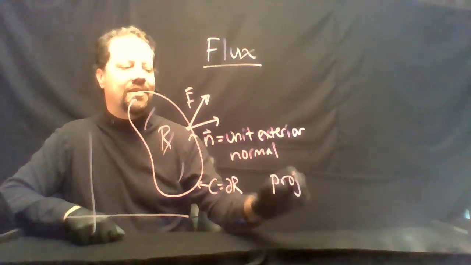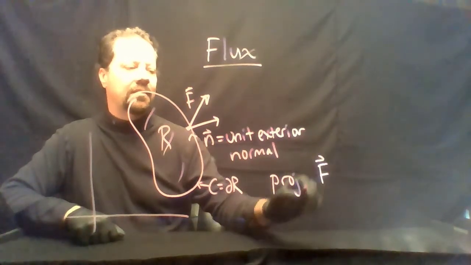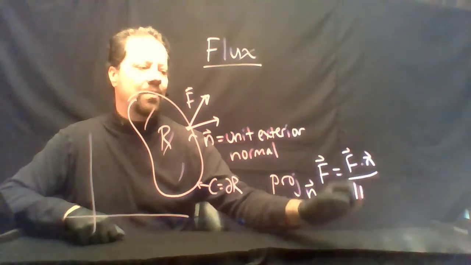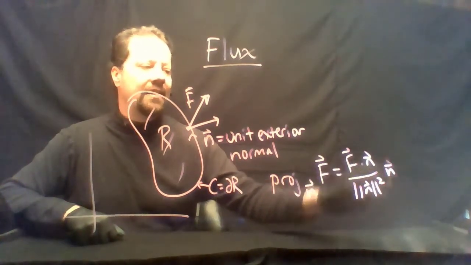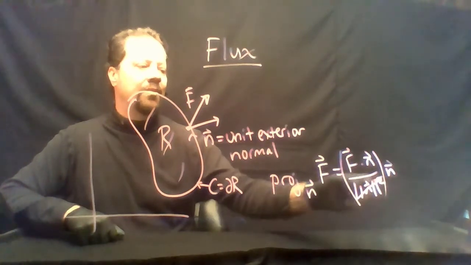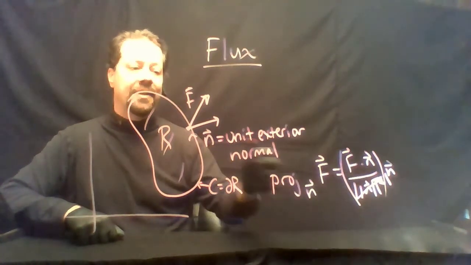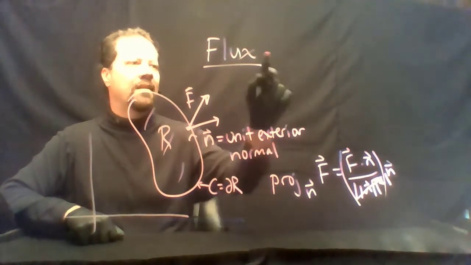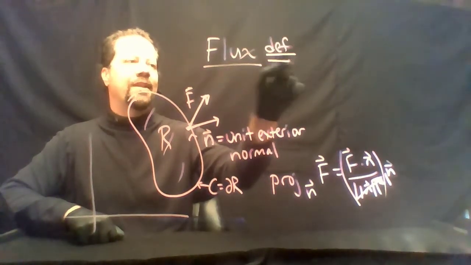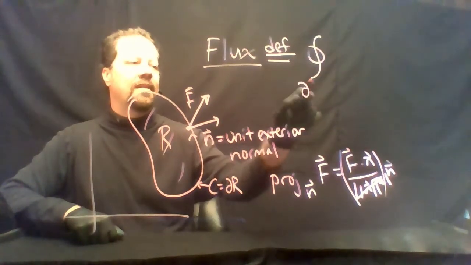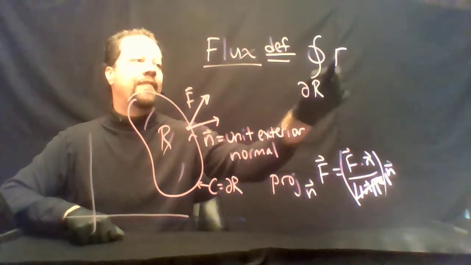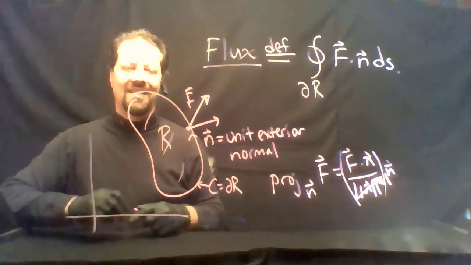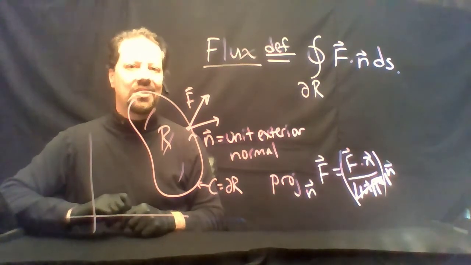How do you calculate such a projection? Again, it's f dot n over the norm of n squared times n. The component will be the coefficient. The norm of n is 1 because we've defined it to be a unit exterior normal. The flux will be, by definition, because I said so, the integral around the boundary of the region of f dot n ds. n is a unit exterior normal.